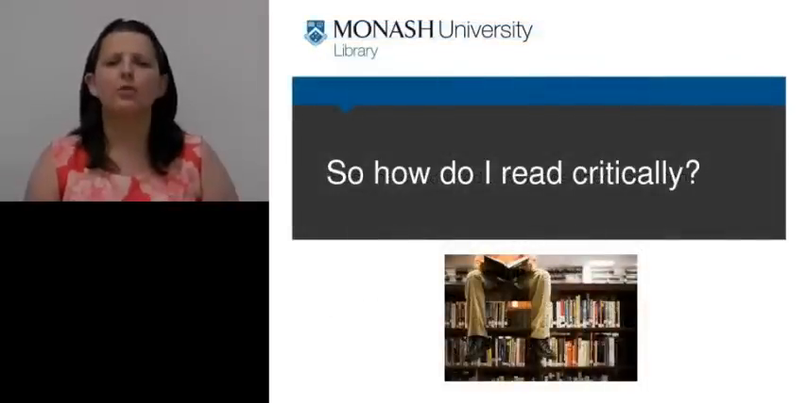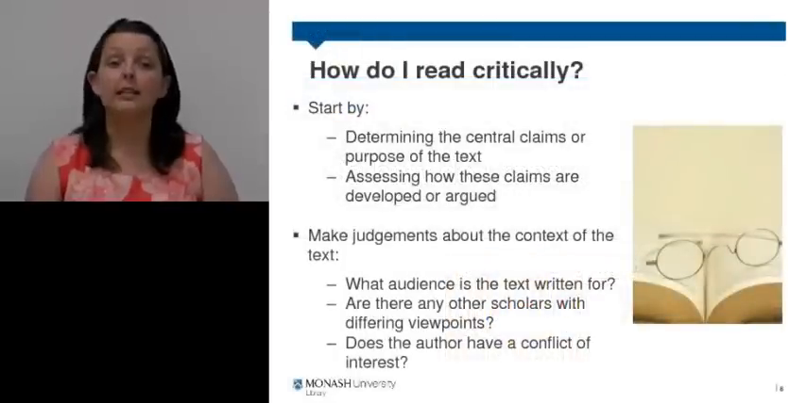So how do you read your sources critically? I have provided some practical tips in the next few slides. Firstly, start by determining the central claims or purpose of the text. What is the text about? Then assess how the authors make these claims throughout the essay or the piece of writing. Make judgments about the context of the text. For example, what audience is it written for? Are there any scholars with differing viewpoints? Does the author have a conflict of interest?